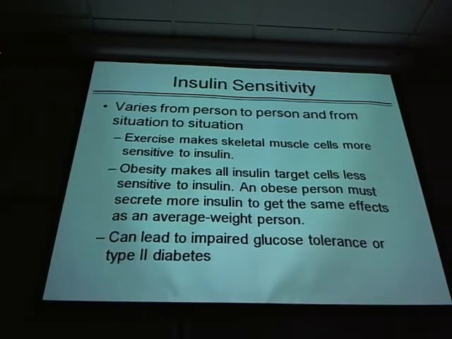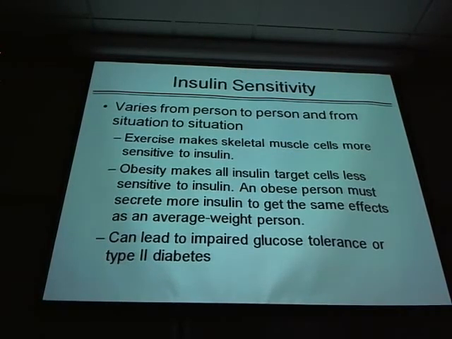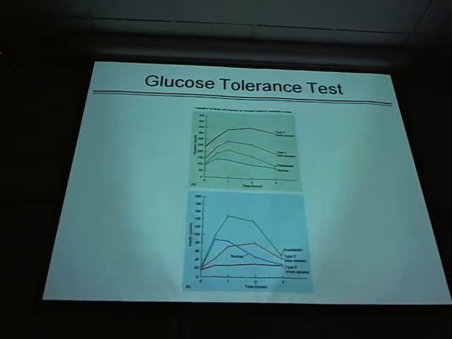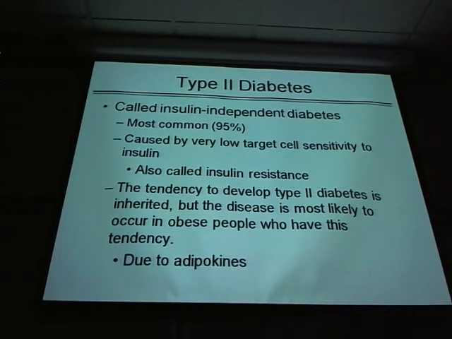Insulin sensitivity. Obesity makes target cells less sensitive to insulin, so it doesn't work as well. Can lead to impairment of glucose tolerance or type 2 diabetes. Type 2 is impairment of glucose tolerance. Insulin independent: 95% don't need insulin, can be controlled by exercise, diet, and oral antiglycemics. Metformin is probably the most common one right now.